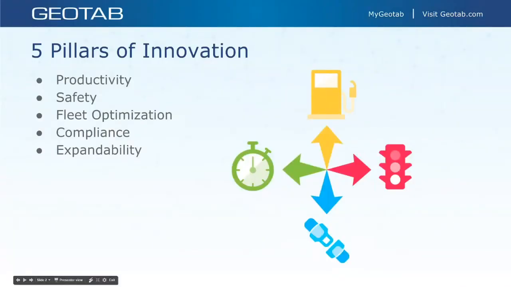And what we've done is we've gone through and organized the reports by looking at our 5 pillars of innovation. Those 5 pillars are productivity, safety, fleet optimization, compliance, and expandability. And these are just different ways to think about different things that you want to accomplish when managing your fleet. Productivity is based really around monitoring driver behavior. So what reports best fit into that category? Maybe a customer visits report or an idling report, number of stops, things like that. Safety focuses on things like an exceptions report or risk management, and so on down the line.